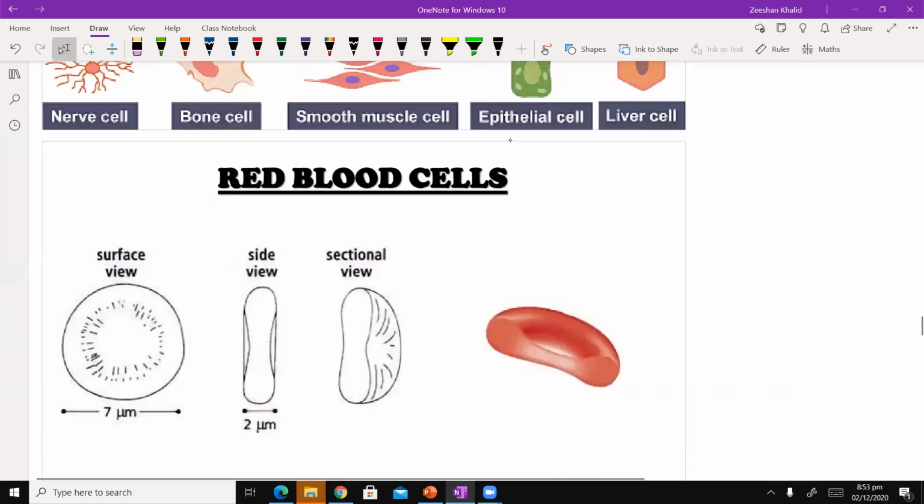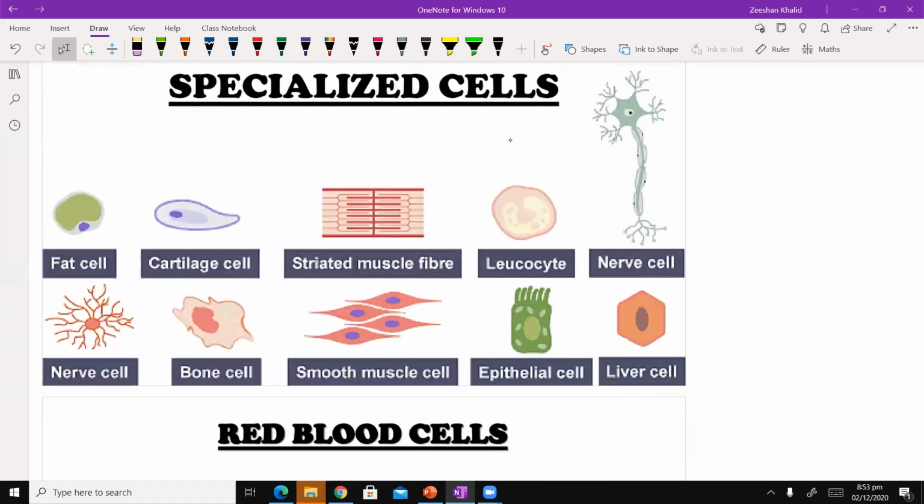Now, specialized cells, as it's obvious from the name, are specialized for specific functions. You don't need to remember all of the following specialized cells that you can see in the picture. The reason I have them on my slides is just so that you can have an idea. For example, you have fat cells, which are specialized to store fat.